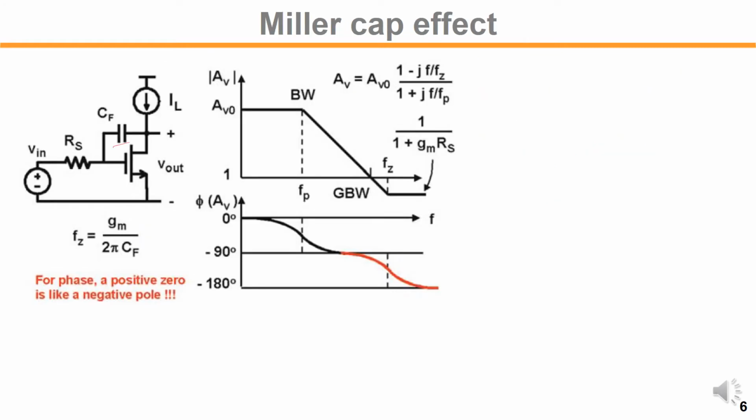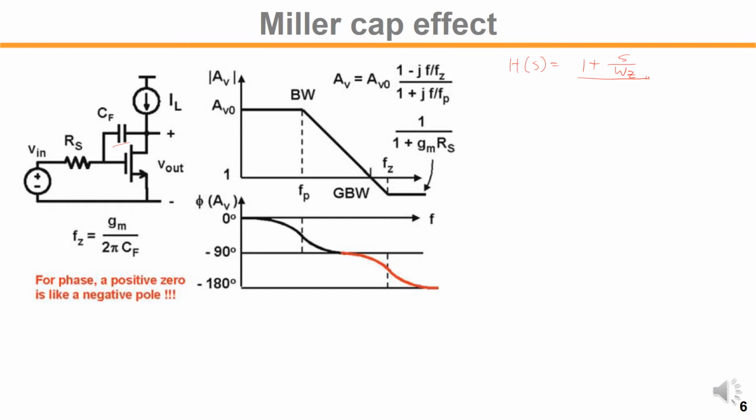This Miller cap feedforward capacitance not only introduces a pole frequency, it also introduces a zero. Imagine how you define the zero: if H(s) equals 1 plus s over omega_g, then you can find the zero frequency shown here.